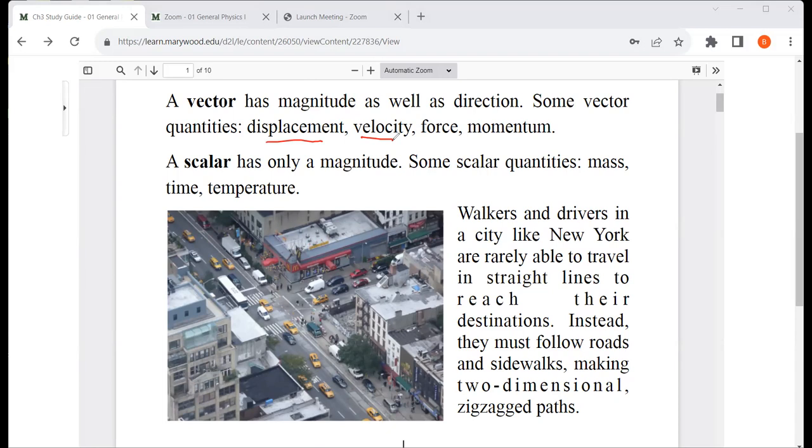On the other hand, to describe scalar we just need magnitude. Okay, so it has only magnitude. Some of the scalar quantities are time, that we already learned. You will be learning mass and temperature later in this course.